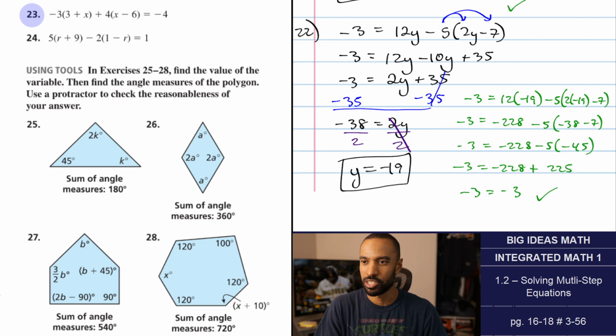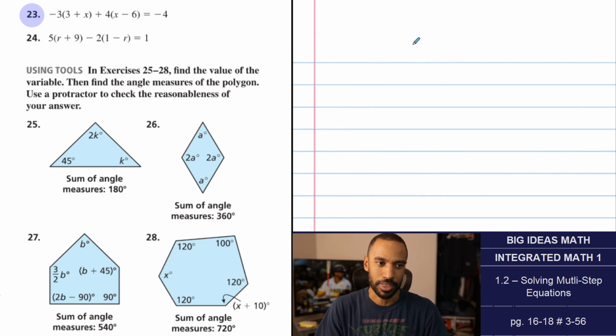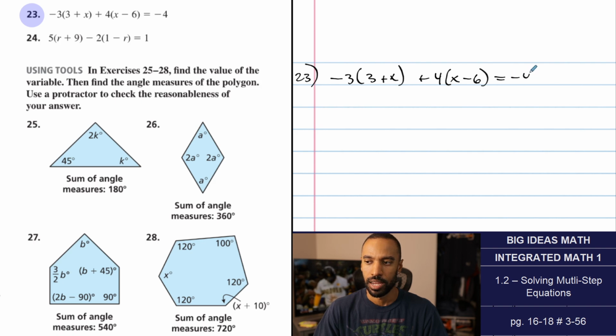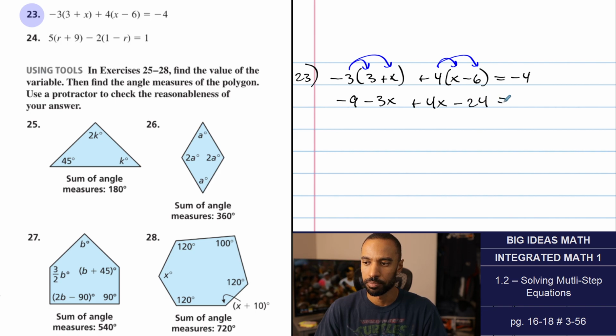All right, 2 more in this stage. We have numbers 23 and 24. This is where, again, I think distribution is just the way to continue the rest of these problems. Number 23, negative 3 times this quantity plus 4 times this quantity equals negative 4. Now, there are 2 different items to distribute, right here and right here. First set's negative, like this, and then positive 4x plus negative 24, or minus 24.